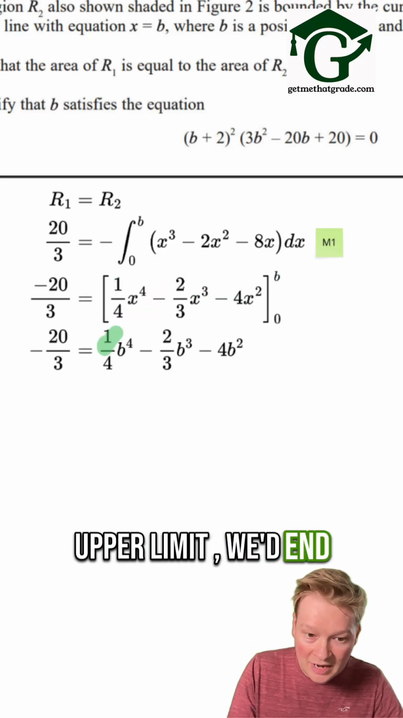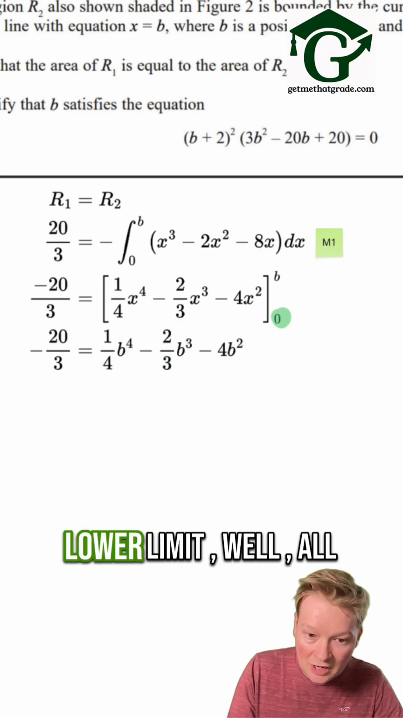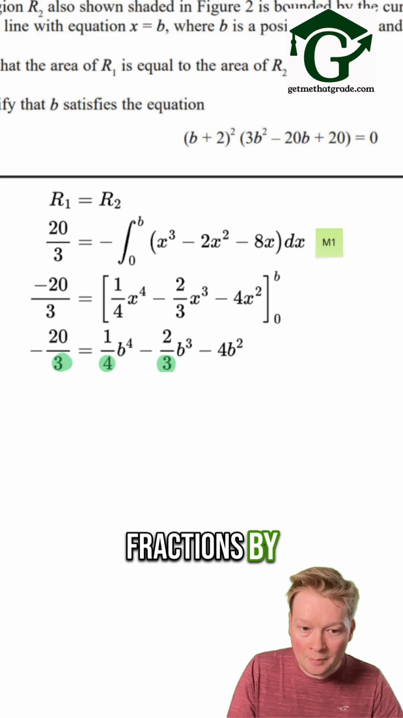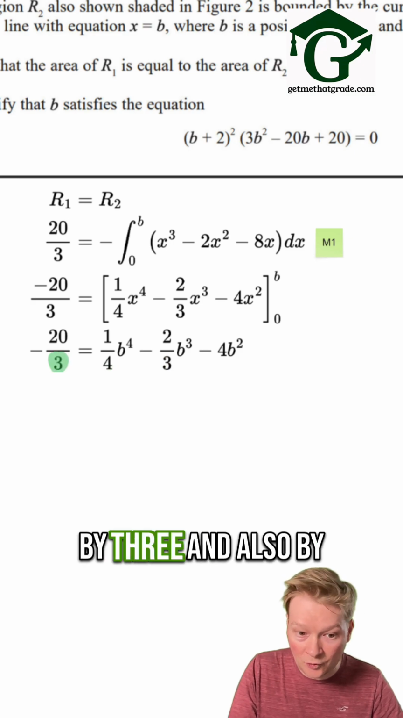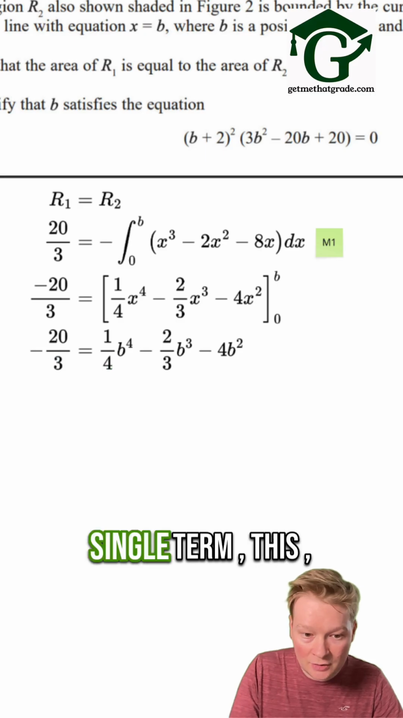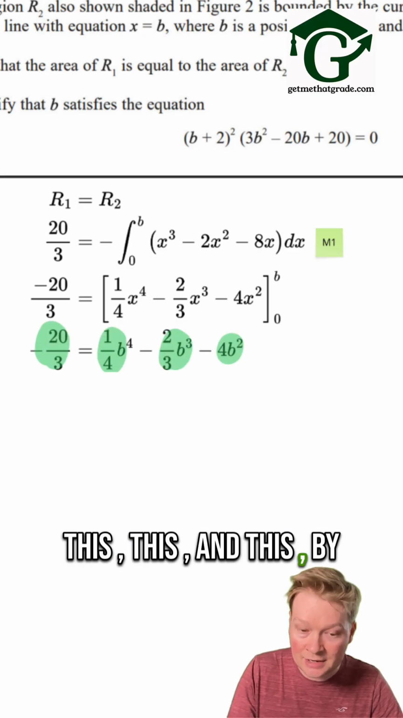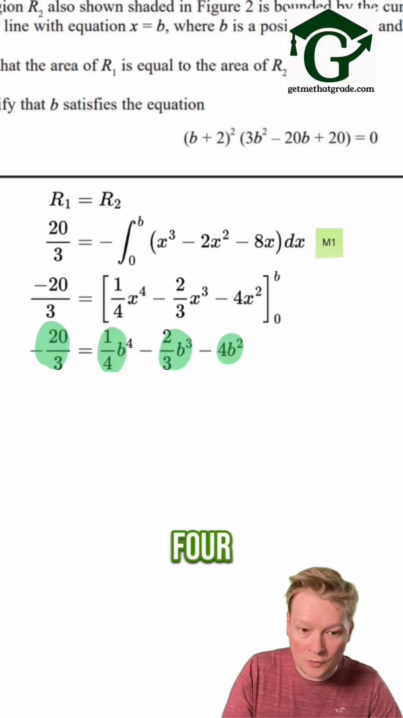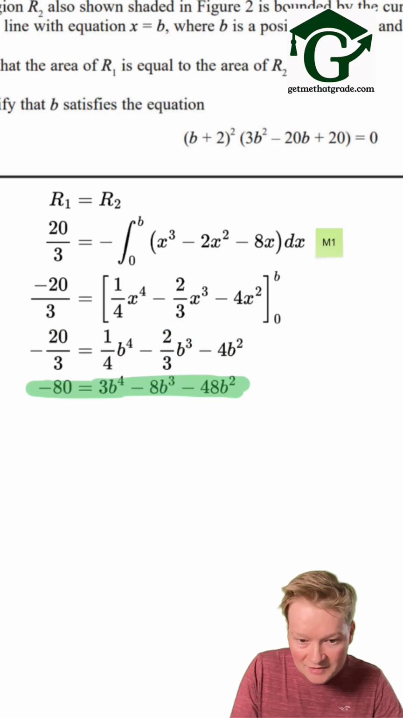Substituting in the upper limit, we'd end up with this, and when we substitute in the lower limit, well, all 3 parts would be 0. Let's try to eliminate these fractions by multiplying every term by 3 and also by 4 at the same time. In other words, we're multiplying every single term, this, and this, by 12. In other words, multiplying each of them by 3 and each of them by 4. That will eliminate all of the fractions to give us this.